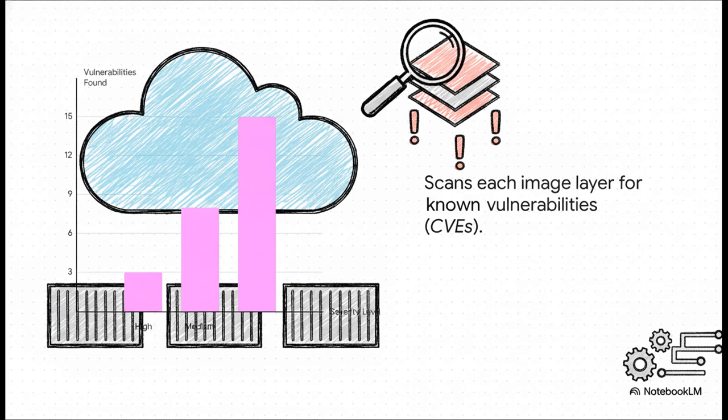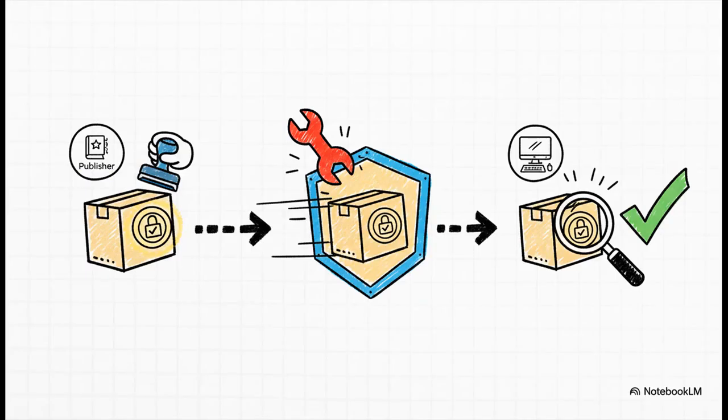First up, you've got vulnerability scanning built right in, powered by Snyk. This thing is amazing. It digs through every single layer of your image and checks it against a massive database of known security issues, CVEs. Then it hands you this super clear report showing you any problems, how severe they are, and often exactly how to fix them. This is how you catch security nightmares before they ever get in your production.